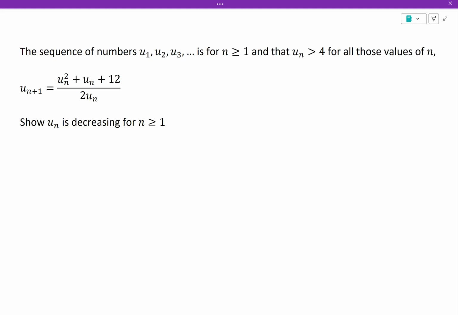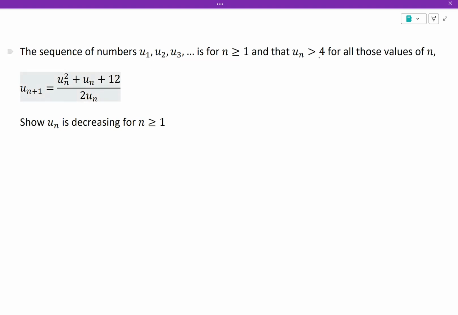In this video, we're going to look at how we can show that a sequence is decreasing when we're given its recursive form. So let's look at the question. We've got the sequence of numbers u1, u2, u3, and so on, and it's n greater than or equal to 1, because you can see our first term position is positive 1.